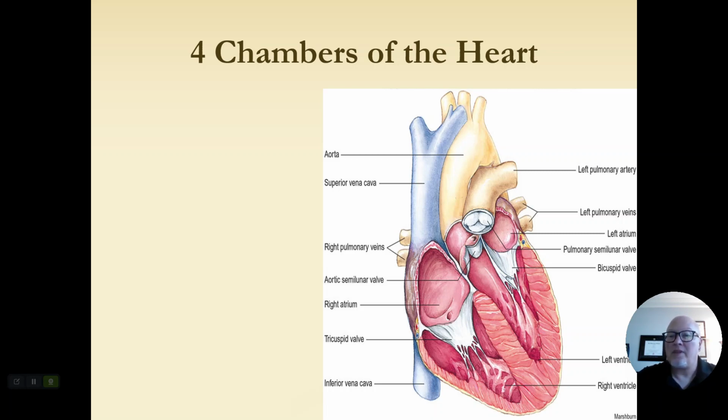Something to remember: blood vessels traveling to the heart are called veins. Blood vessels traveling away from the heart are called arteries. Away, arteries. So always remember that. It doesn't have anything to do with oxygenated or deoxygenated. Typically arteries are oxygenated. However, the pulmonary artery is not oxygenated, because it's sending blood to the lungs. The pulmonary veins are oxygenated. Typically, veins carry deoxygenated blood because it's coming back to the heart.